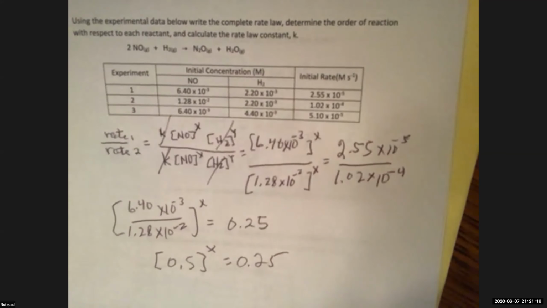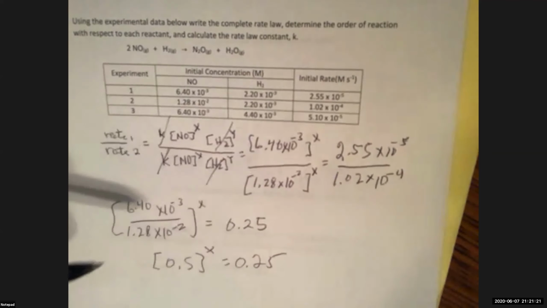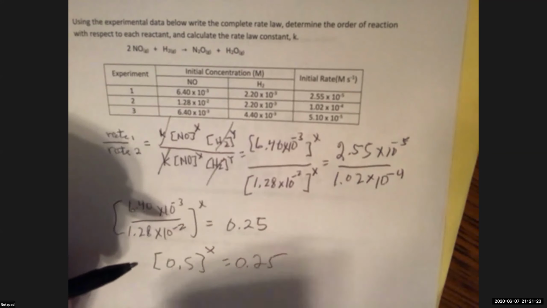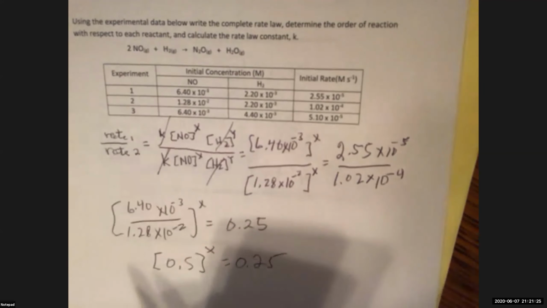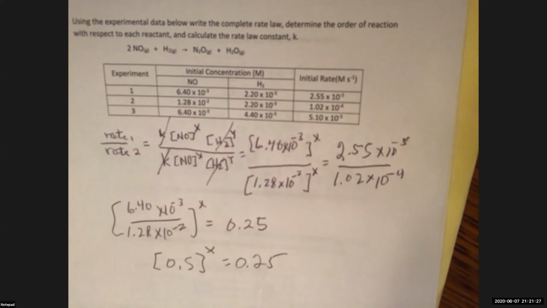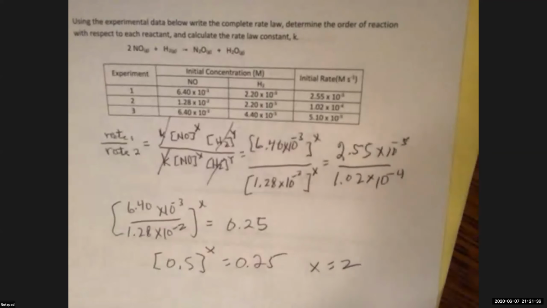So what is X? If X is 1, that doesn't work. If X is 2, remember X is probably going to be an integer value, that works pretty well. 0.5 squared equals 0.25. So we know that X is going to equal 2. Now, if it's not obvious, this is pretty clear.